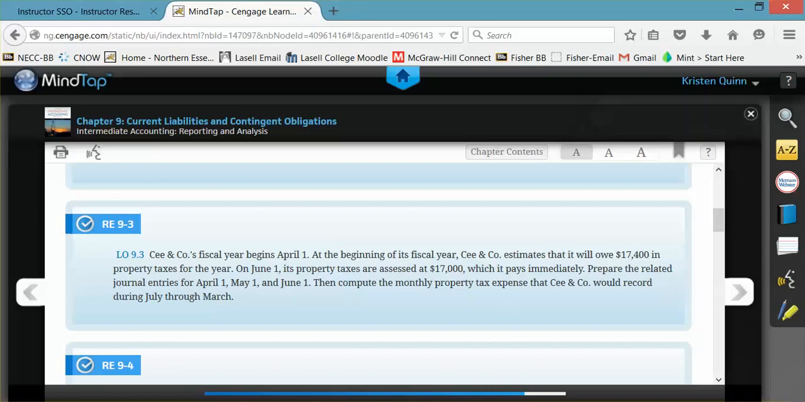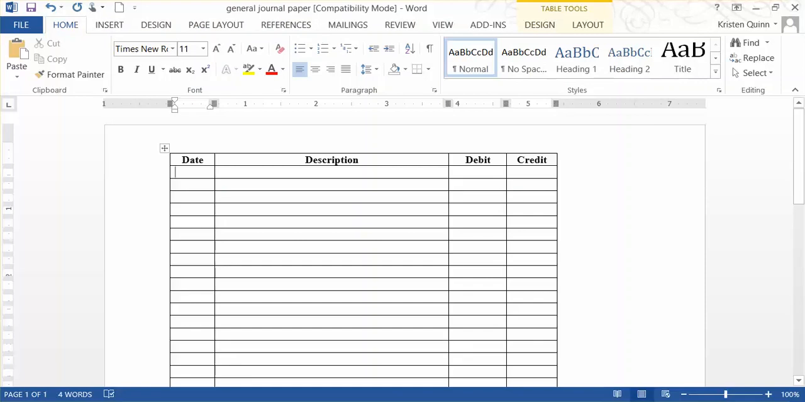So the first one we'd have to record is on April 1st. We have estimated that through the entire year, we think our property taxes will be $17,400. So we're going to record a property tax expense for 1/12 of that value. So $17,400 in total, and we're going to divide it by the 12 months. So we have a $1,450 property tax expense.